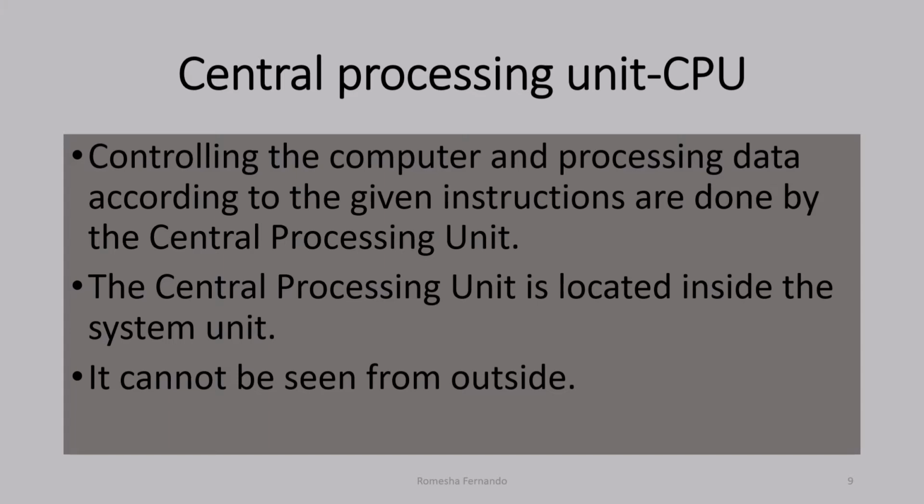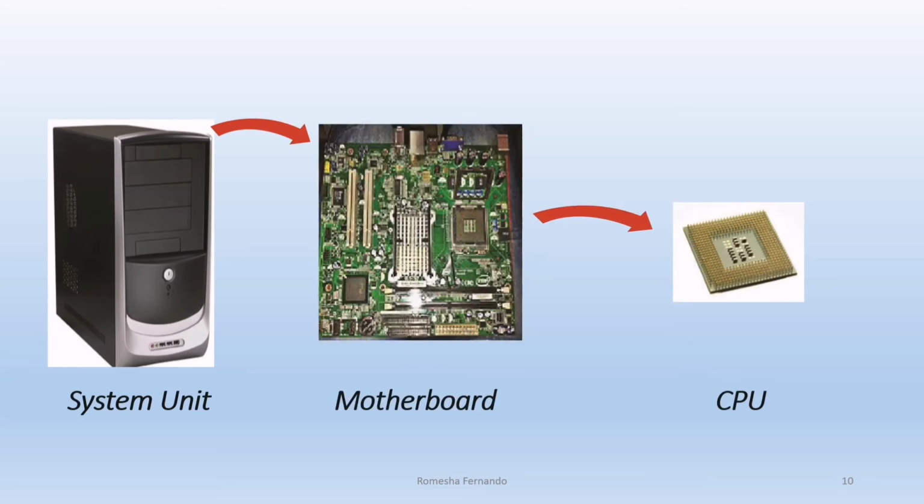CPU itself has three components: ALU, memory registers, and control unit. CPU is located inside the system unit. It cannot be seen from outside. Here you can see the CPU is fixed on the motherboard and the motherboard is placed in the system unit.